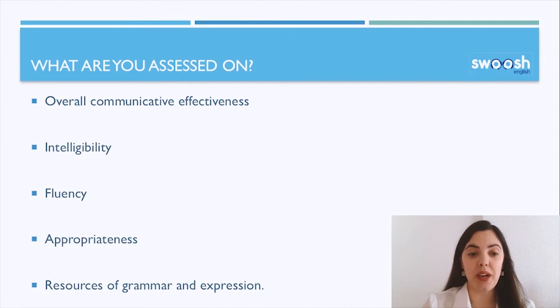So, for overall communicative effectiveness, this essentially is saying, are you an effective communicator? Is it easy to understand you? Can you state things clearly? Can you deal with the normal difficulties that might arise when speaking with people in English about a certain medical situation? In order to score a high level in overall communicative effectiveness, you are expected to be able to interact meaningfully with the patient, the carer, or the relative.